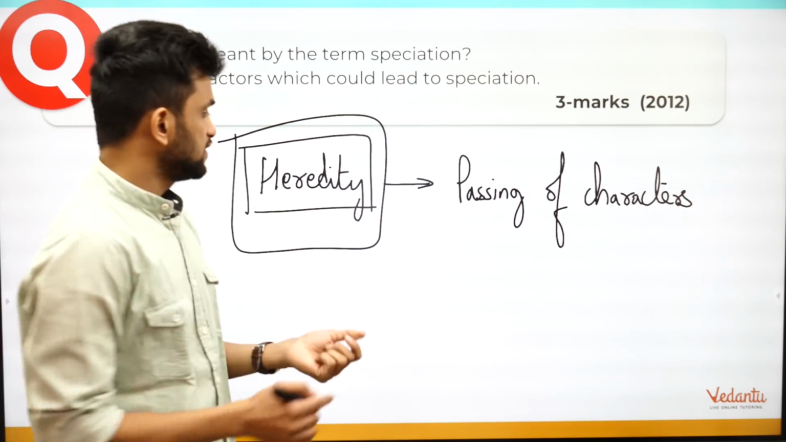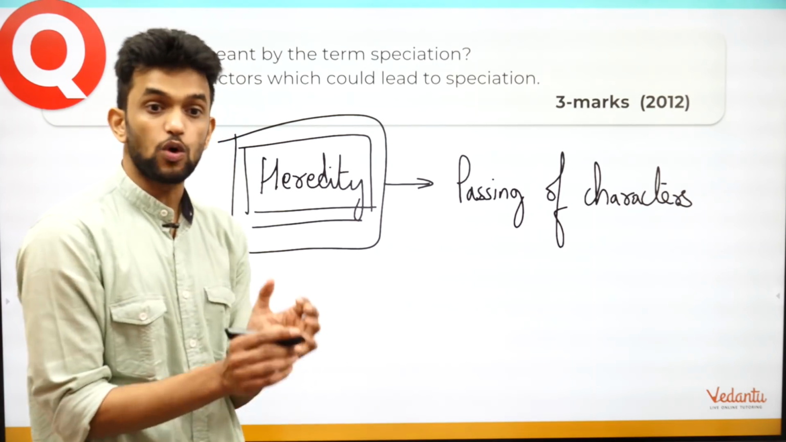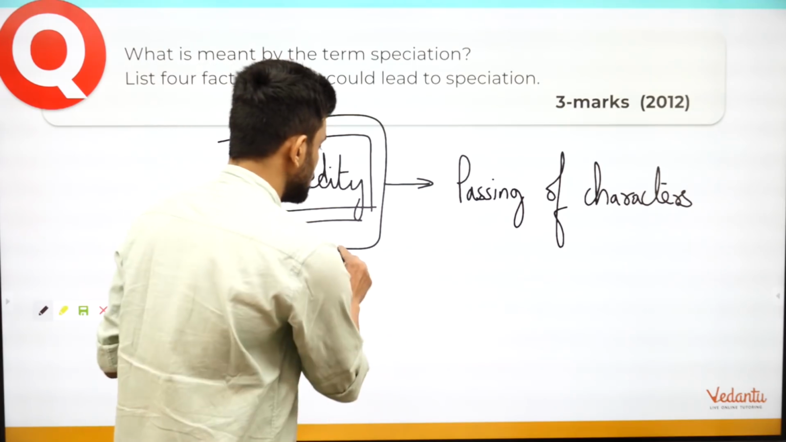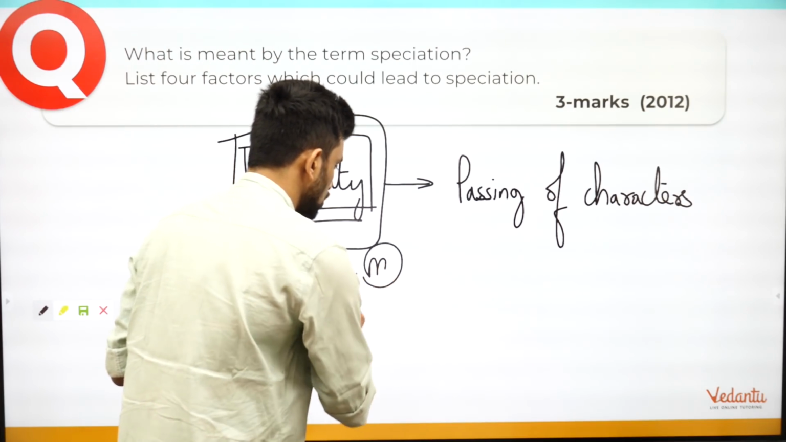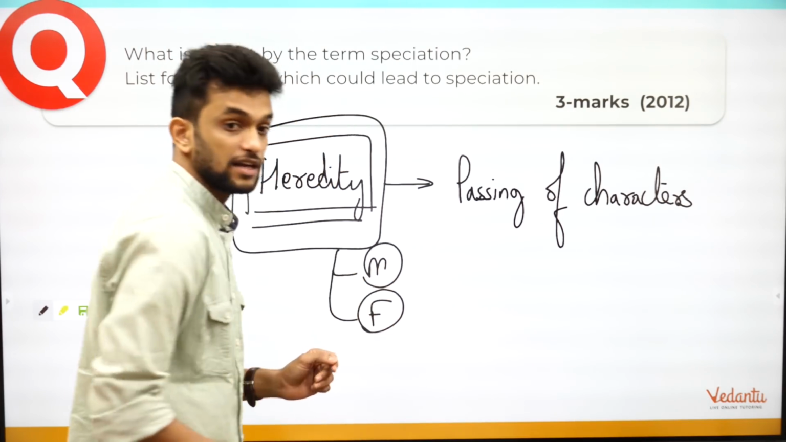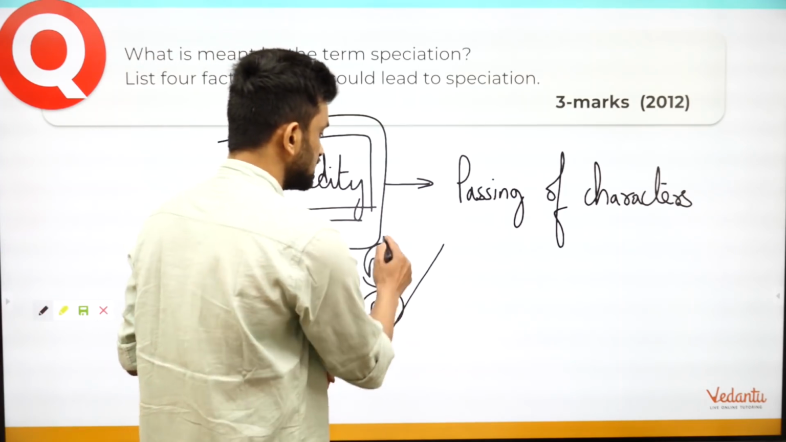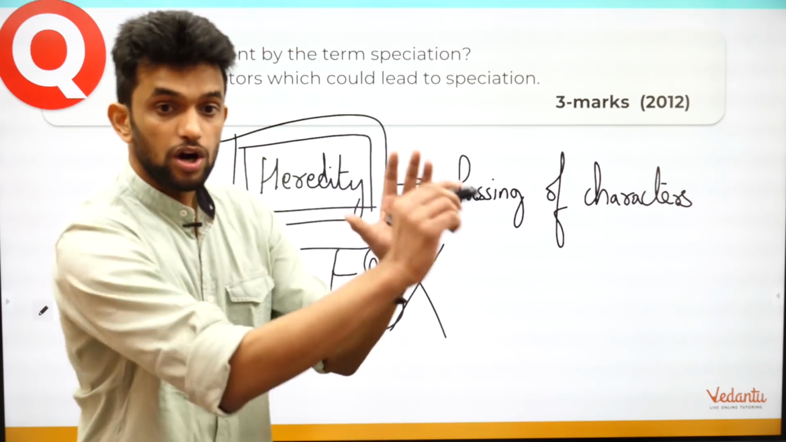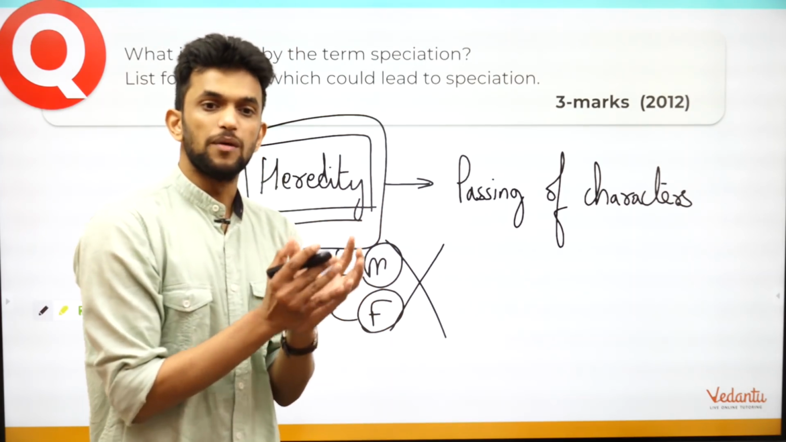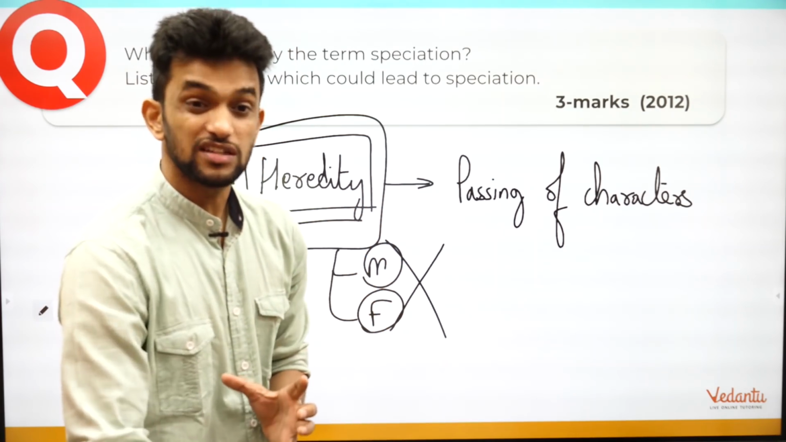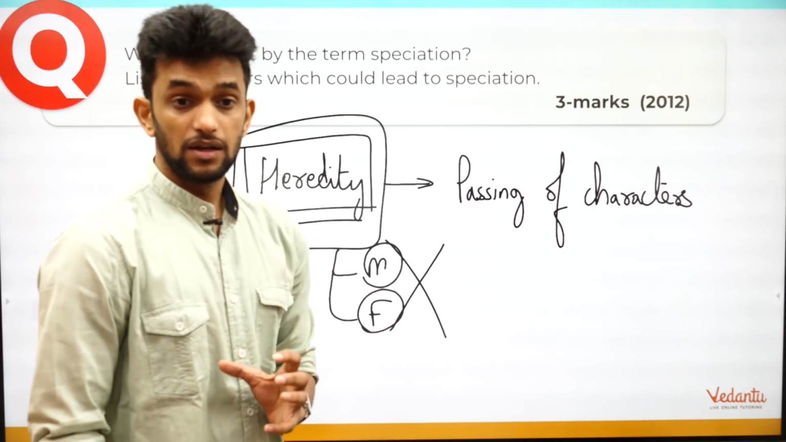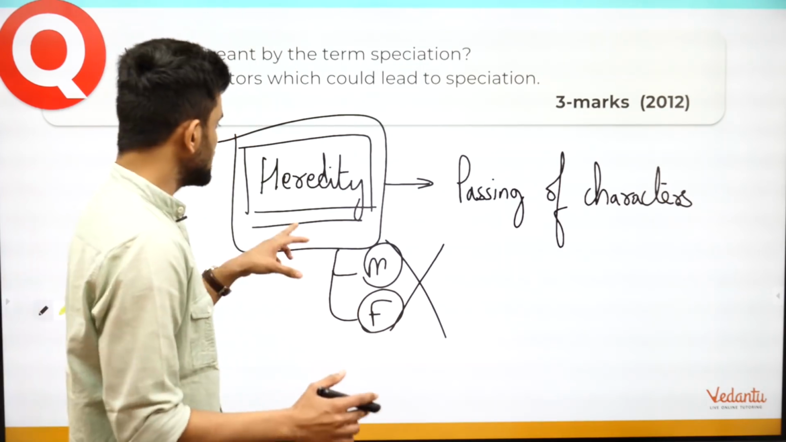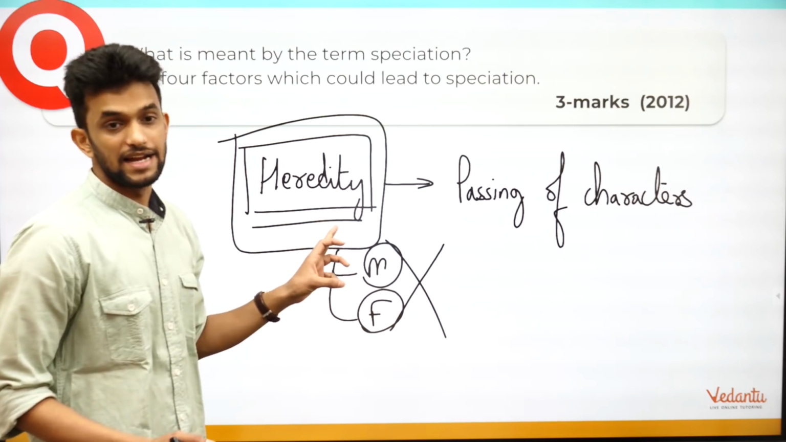So how does heredity help us? Heredity helps us identify whether a disease is male related or female related. So what can we do? We can address those diseases. We can modify their genes, or do something so that the next generation is not diseased. That is why we need to understand heredity.